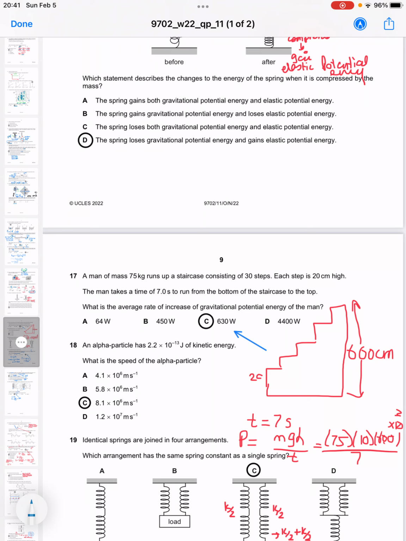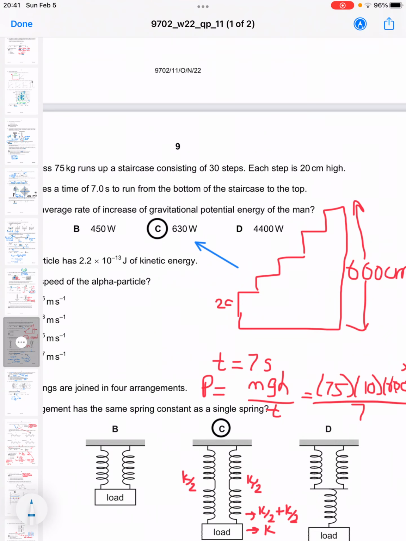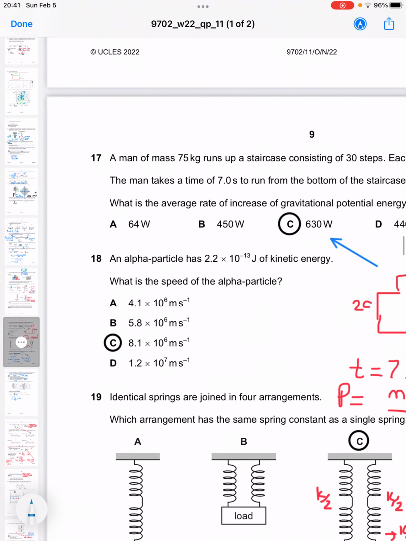Average rate of increase is basically power, energy over time, so we can find it by mgh over t. The only thing over here to consider is that the height would be the one step, which is 20 centimeter, multiplied by the number of steps, which is 30, so that would make up 600. So just plug in the values mgh over t, so that would make up 630 watts. C.